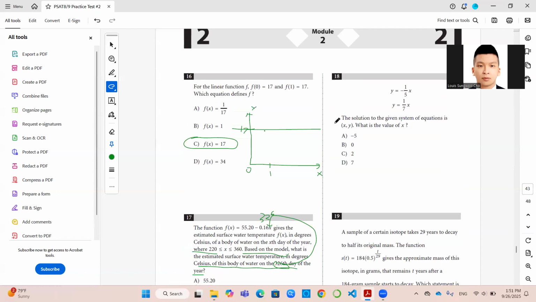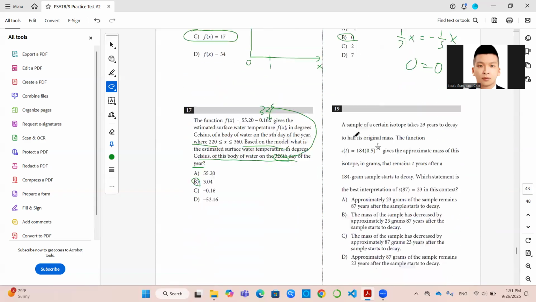The solution to the given system of equations is (x, y). What's the value of x? So let's equate these together. Okay. If I put 0, this becomes 0. So yes, so B is the correct answer.